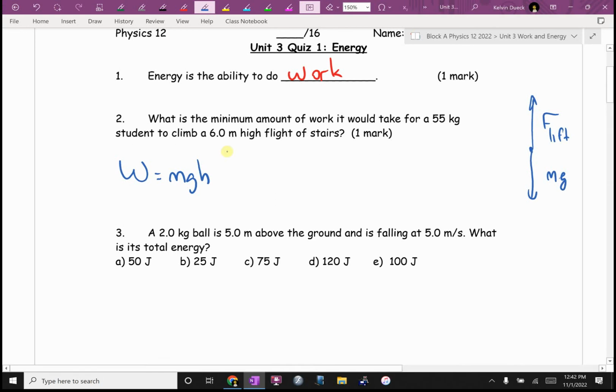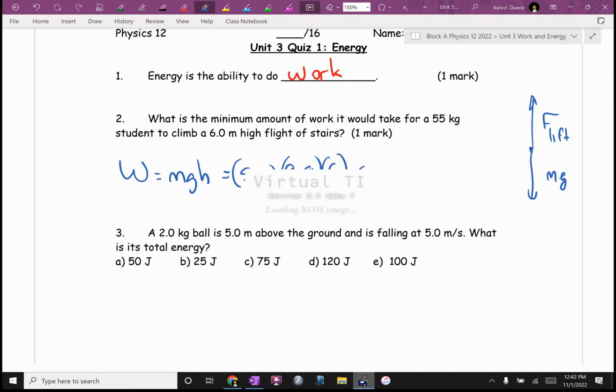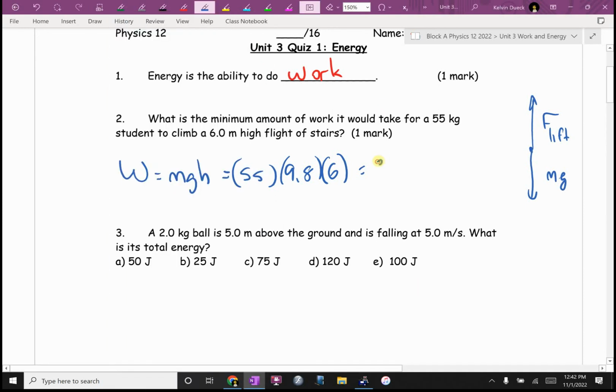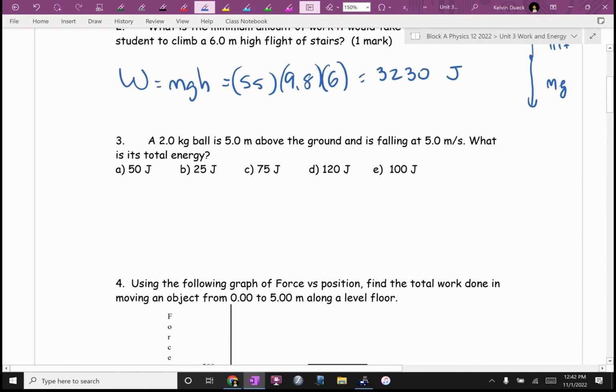It's pointing up. So it's going to be 55 times 9.8 times 6. 55 times 9.8 times 6. You'll get 3,230. If you added the 4, that's fine. Units? Joules. Is that right? Yeah. Okay. Multiple choice question.